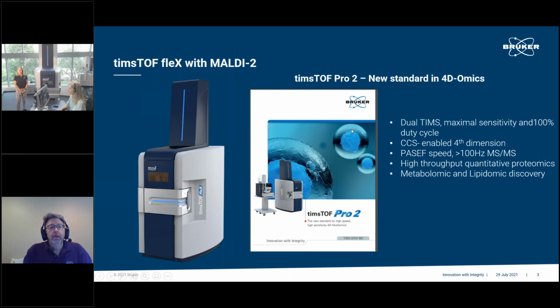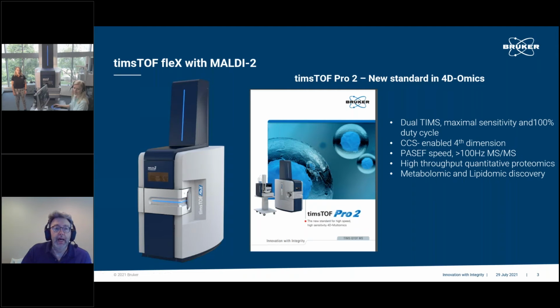You may have heard already about our platform for 4D omics, our timsTOF Pro and Pro 2 platforms that have become the new global standard for four-dimensional omics analysis. This system has a dual TIMS cell, which delivers maximal sensitivity and 100% duty cycle. Collisional cross-section is the fourth dimension, and that adds to the confidence level for identifications and also the ability to do some other things, as you'll see.